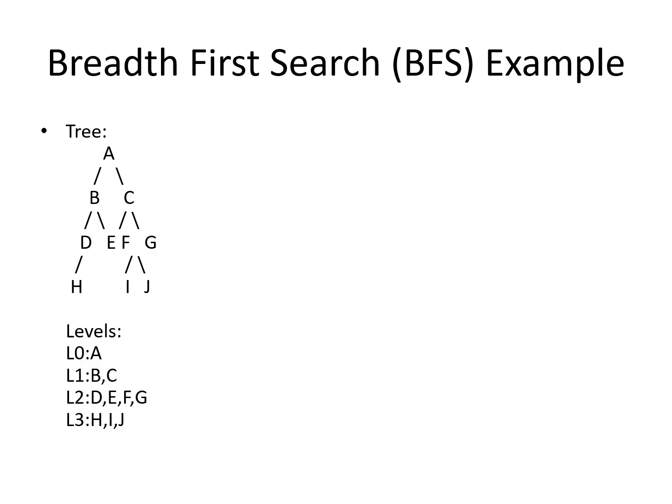Now we can consider A as level 0, B and C as level 1, and D, E, F, G as level 2. At the same time, H, I, J are level 3. This is the explanation of the tree based structure.